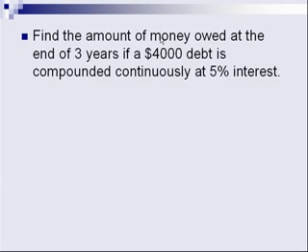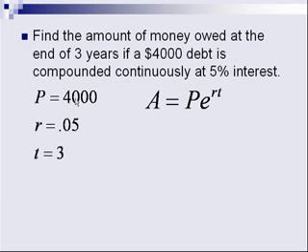Find the amount of money owed at the end of 3 years if a $4,000 debt is compounded continuously at 5% interest. Alright, so finding all our information, here's our A equals P e to the RT. And what I'm going to do is find all those values that I know. So I know the P is 4,000. Okay, we start with a $4,000 debt. The R is 0.05, so that 5%, I move the decimal place over twice, and I get 0.05. And then the 3 stands for the amount of time that I compound. So that's the number of years, and that goes in for T.